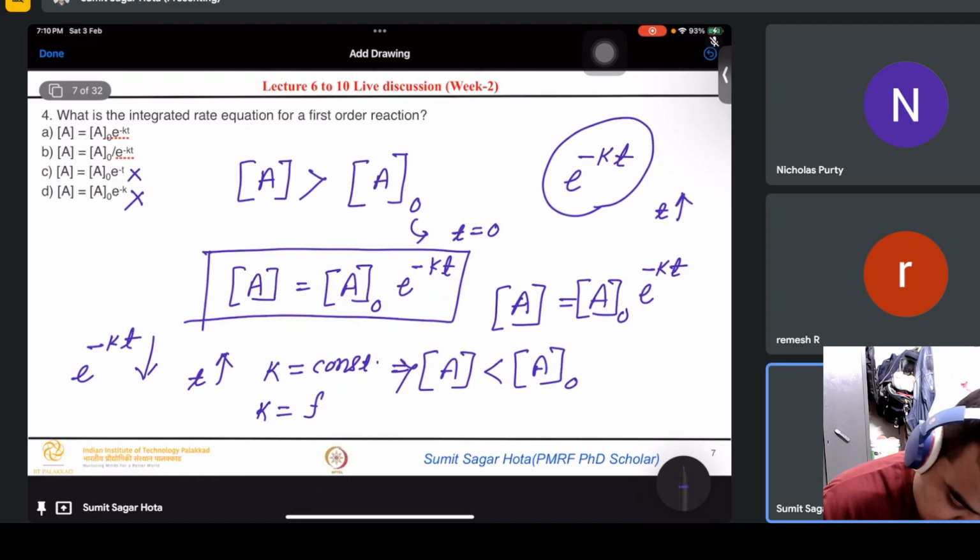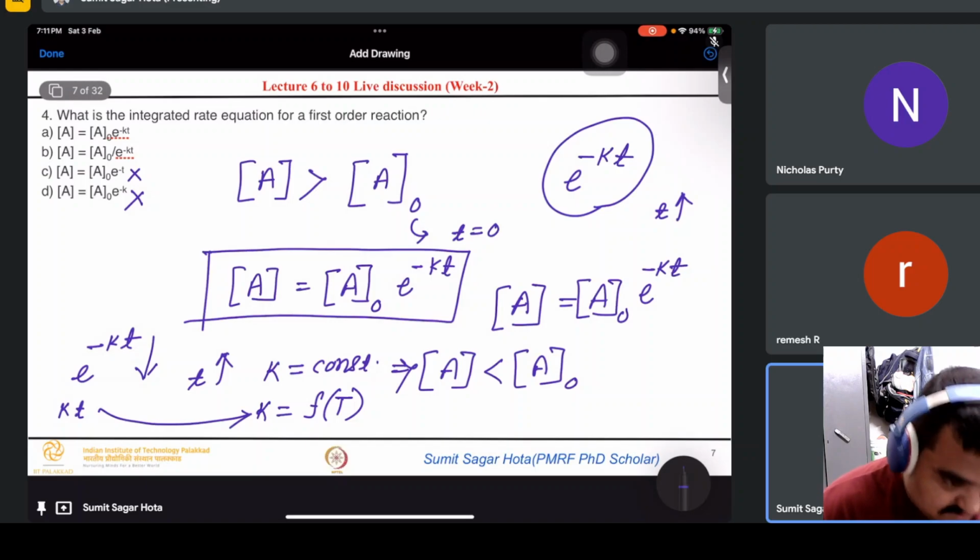Now, for the exponent in the expression e to the power kt, the whole kt will be either positive or negative. It depends on the value of this k. Either k is positive or negative, and again k's value depends on the exponent in terms of temperature. When the reaction is proceeding, either the temperature is reducing or increasing.